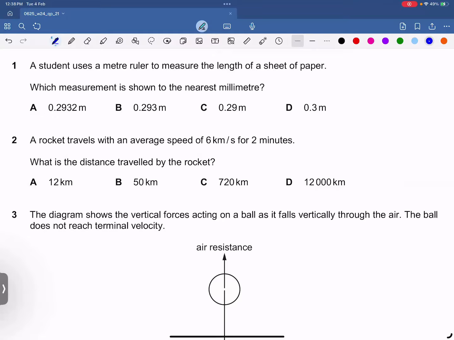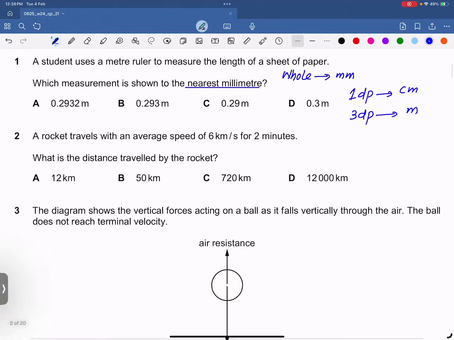Question number 1. A student uses a meter rule to measure the length of a sheet of paper, which measurement is shown to the nearest millimeter. Nearest millimeter means it could be a whole number of millimeters, it could be 1 decimal place of centimeters, or it could be 3 decimal places of meters. So you can check in this case 3 decimal places of meter, 1 decimal place of centi, or 1 millimeter.